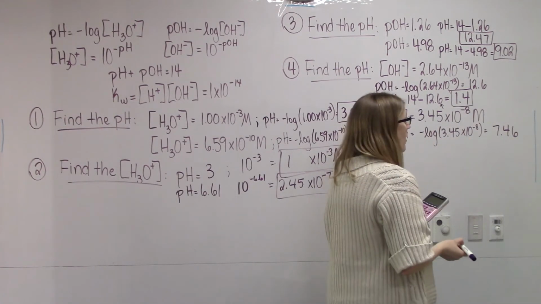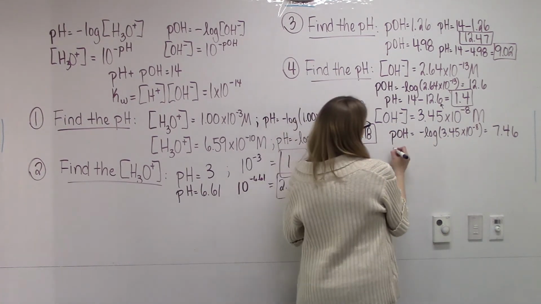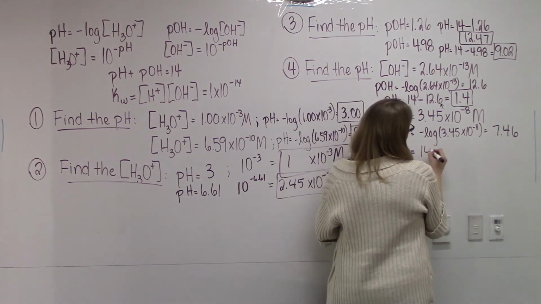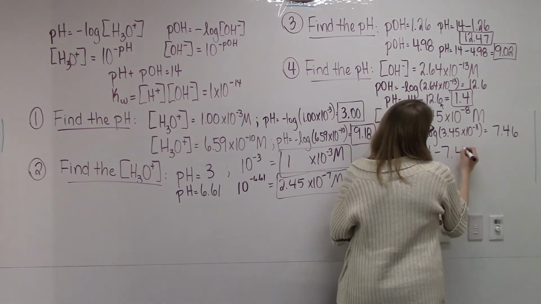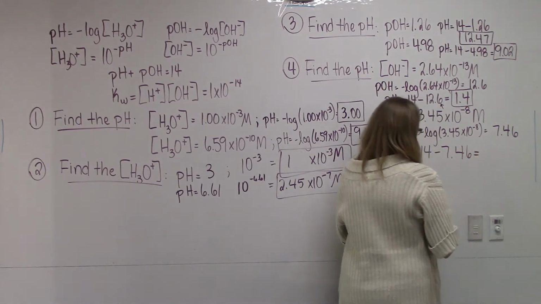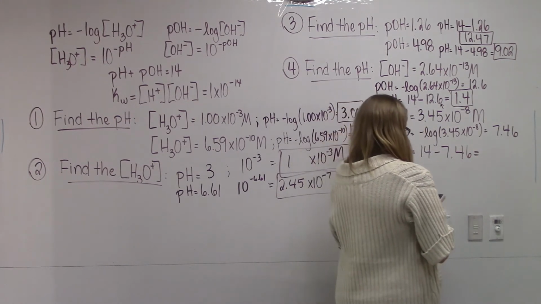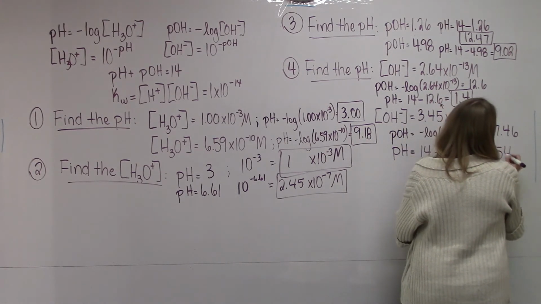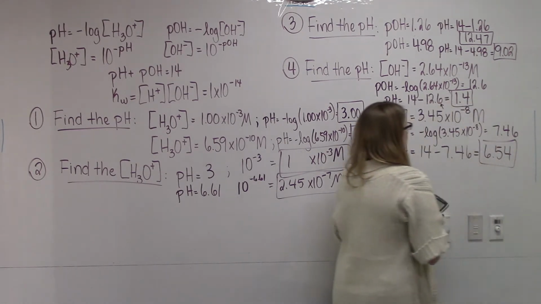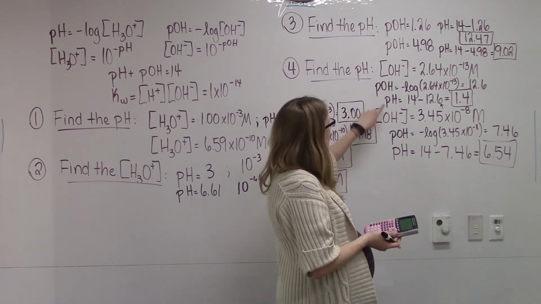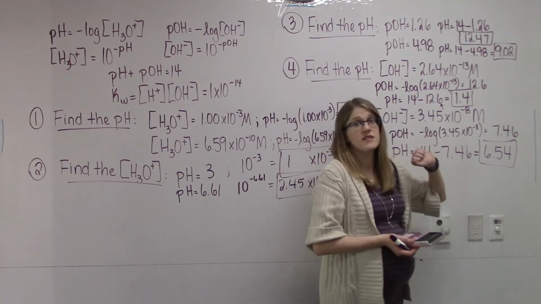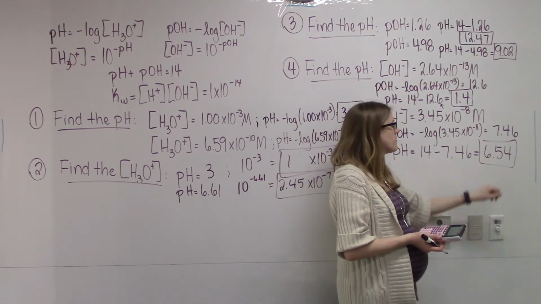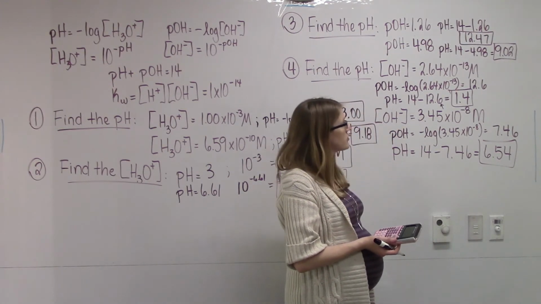Now that's our pOH. We're trying to find the pH. 14 minus 7.46, and we get 6.54. Let's think about if it's an acid, base, or neutral. Our pH here is 1.5. That's very acidic, very acidic. Our pH is 6.54. Yeah, that's acidic, not as much.